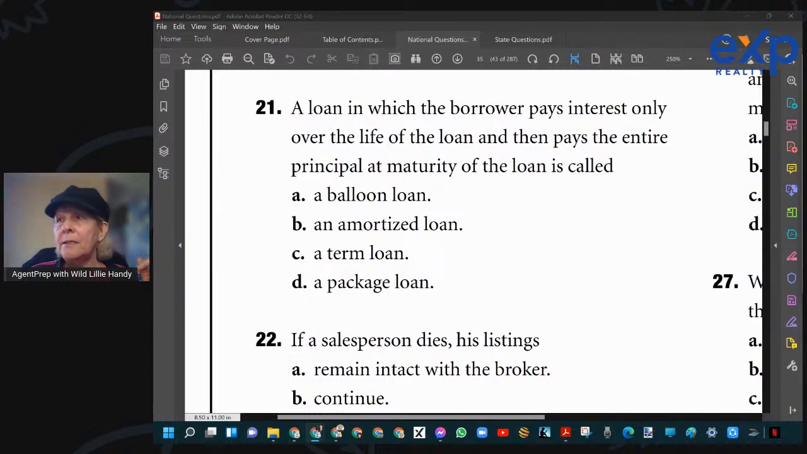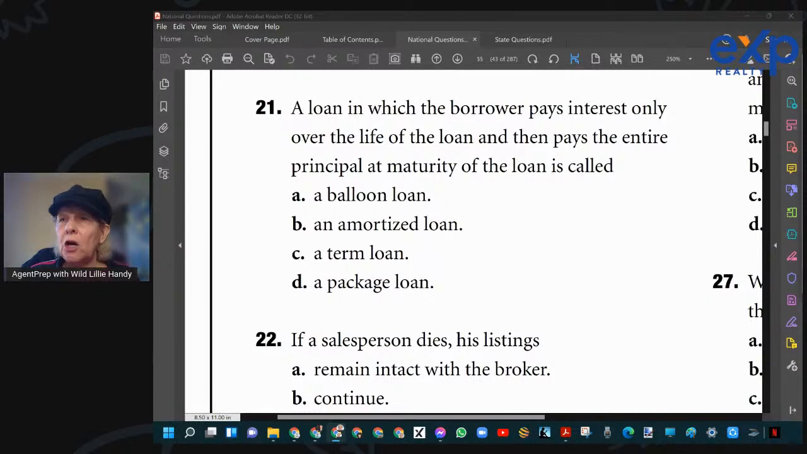No, it is not an amortized loan. An amortized loan is when the principal amount reduces every month. So it is not B. This loan is not amortized. They are paying interest only. The answer is C, a term loan.